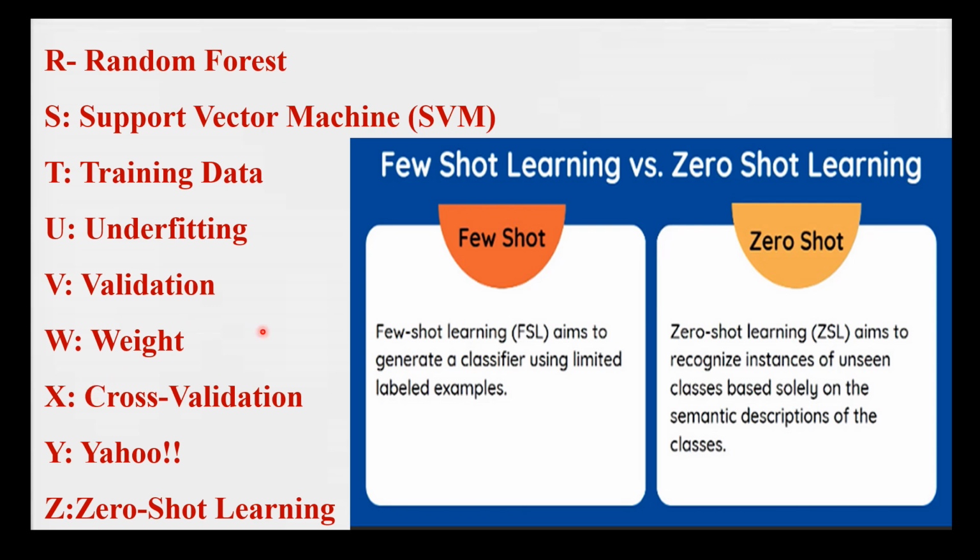X is cross validation, which is a technique used to evaluate the performance of a machine learning model using multiple folds. And here this process is repeated multiple times to ensure a fair and accurate assessment. So we can say this cross validation is a technique used to evaluate the performance of a machine learning model by splitting the available data into multiple folds, training the model on some folds and evaluating it on the remaining folds, repeating this process multiple times to ensure a fair and accurate assessment.